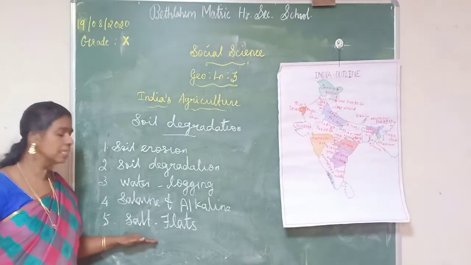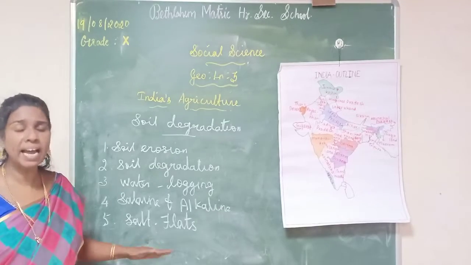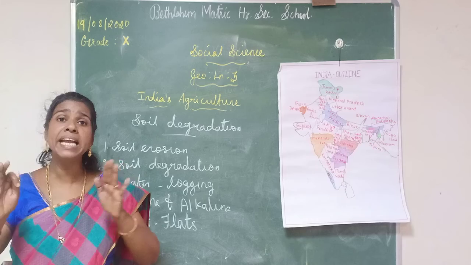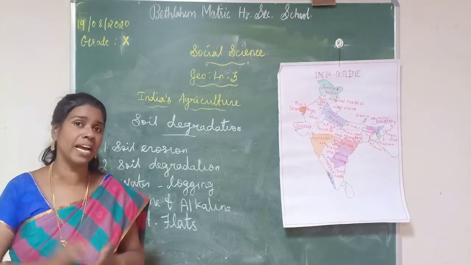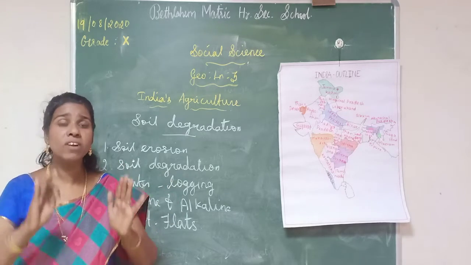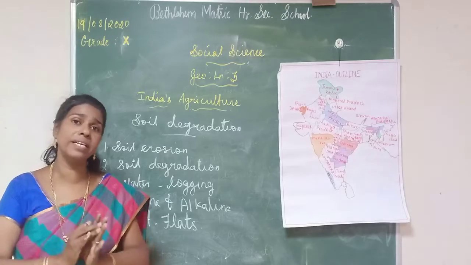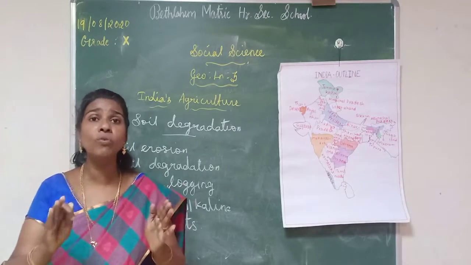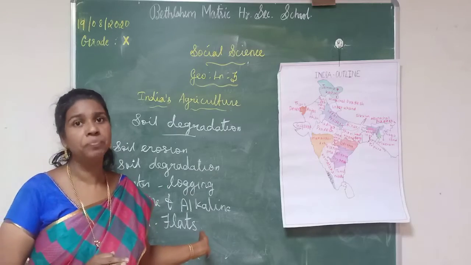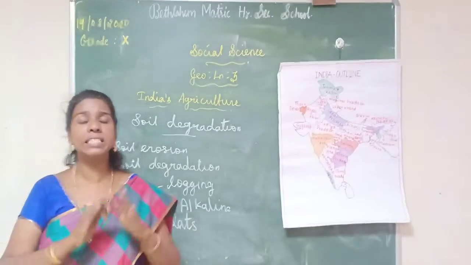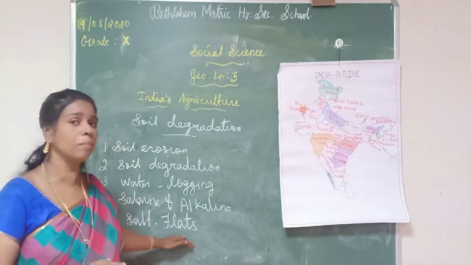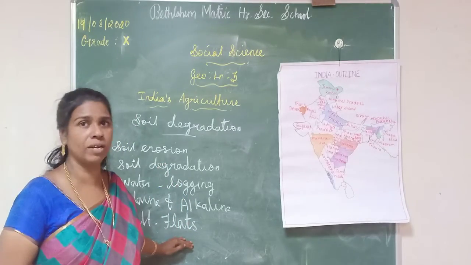Then the last one is salt flat. Flat land covered with a layer of salt is called salt land. Mainly, we can find this type of soil in coastal areas. This soil also does not support crop growth. So this is also one of the main problems in Indian soil.